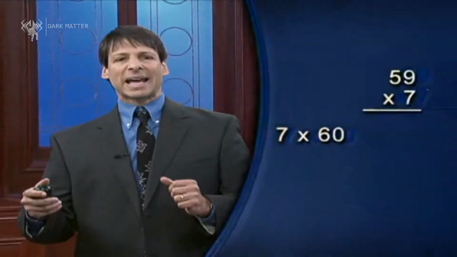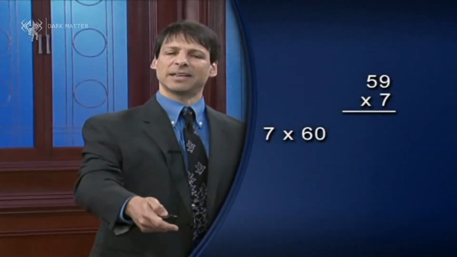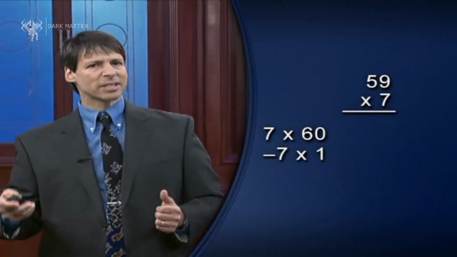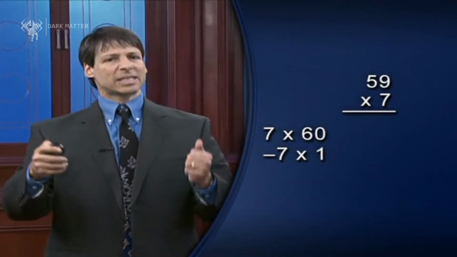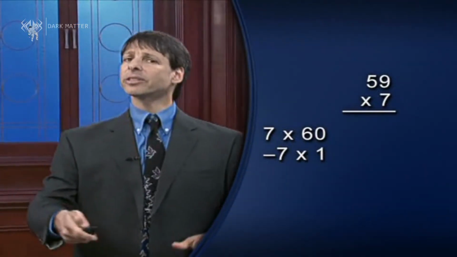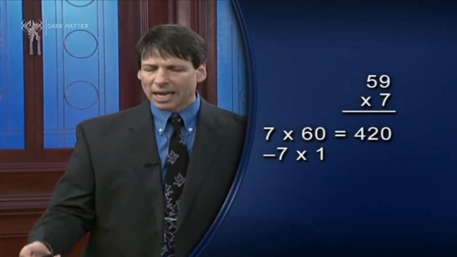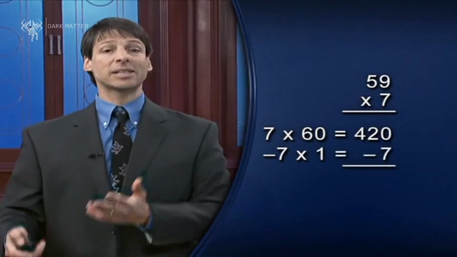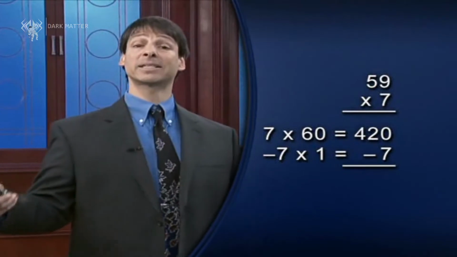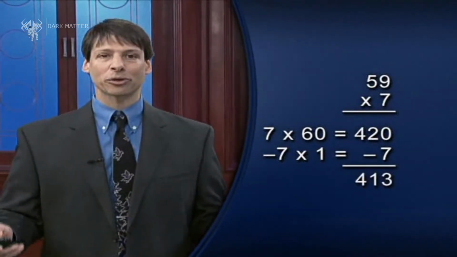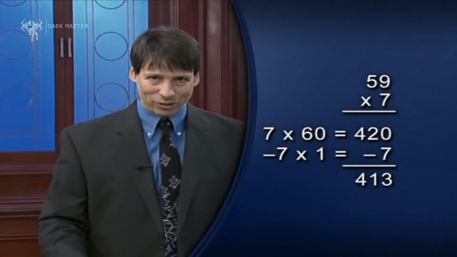Since 59 is 60 minus 1, we could treat this problem as 7 times 60 minus 7 times 1, right? 7 times 60 is 420, and now all I have to do is subtract 7. 420 minus 7 is 413, and that's your answer. Instead of doing a hard addition problem, we did an easy subtraction problem.